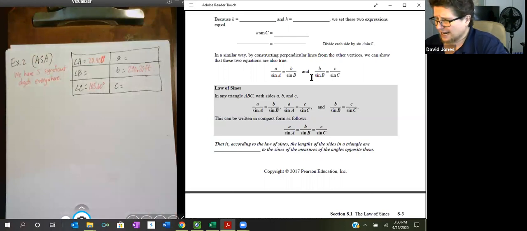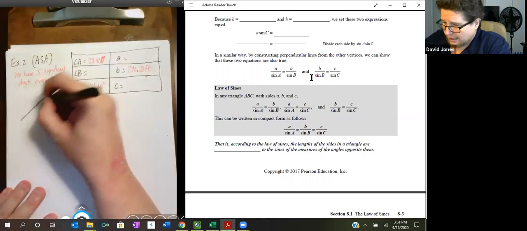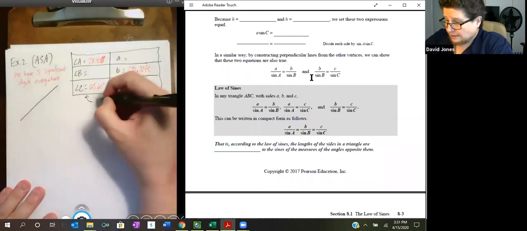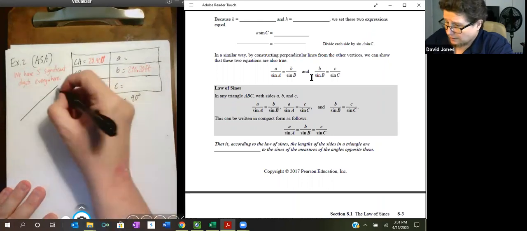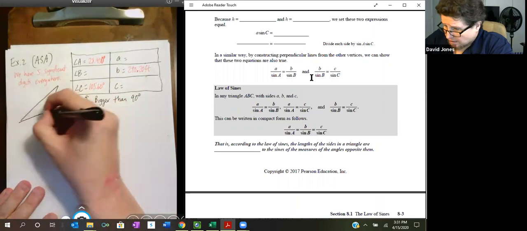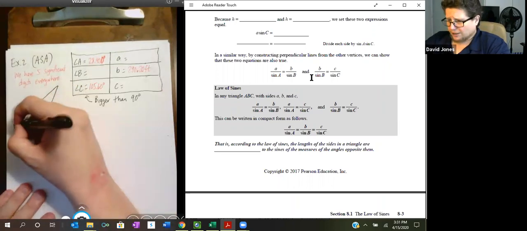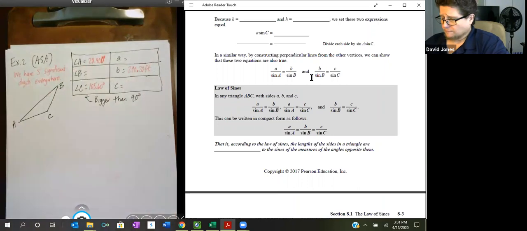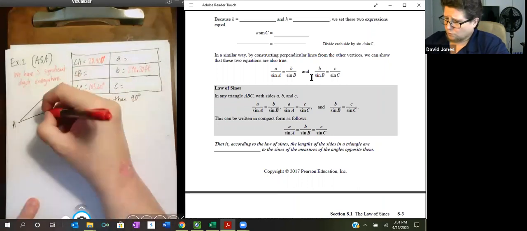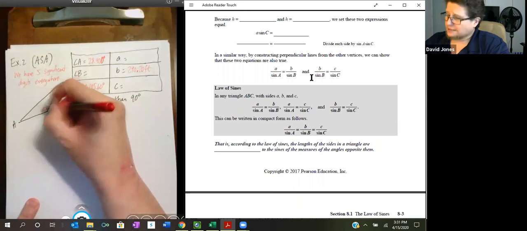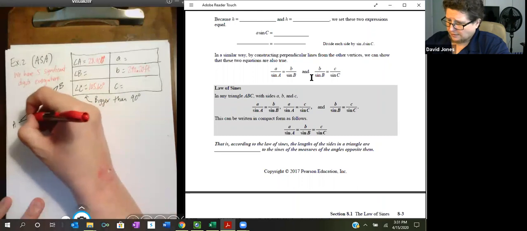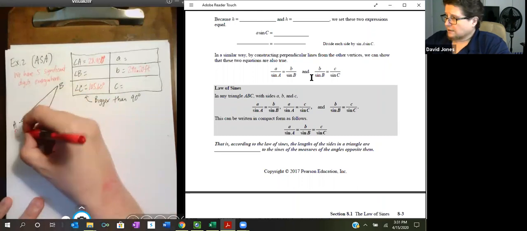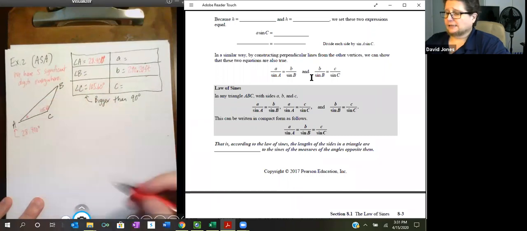What do I have here? I have angle C is pretty big. So if I'm going to draw a triangle, I'm going to make angle C bigger than 90, right? This is going to be an obtuse triangle. So that'll be C. We'll call that A and B. So this is 105.60, and this is 28.400 degrees.